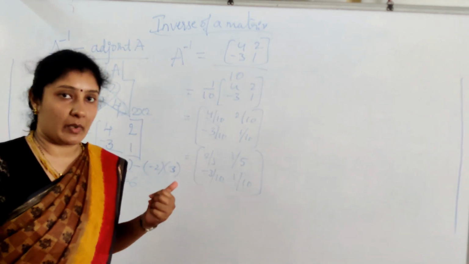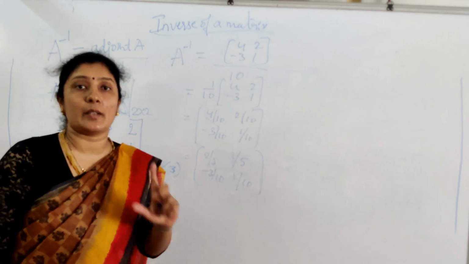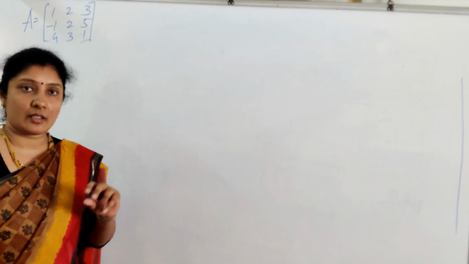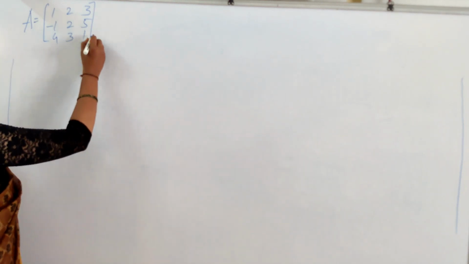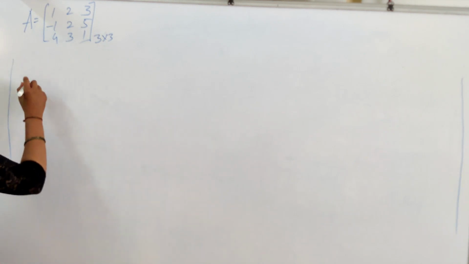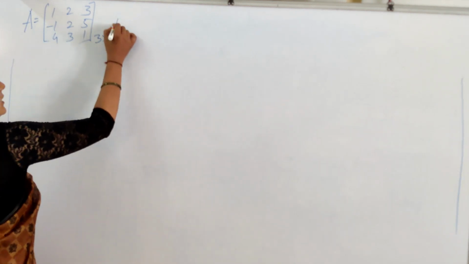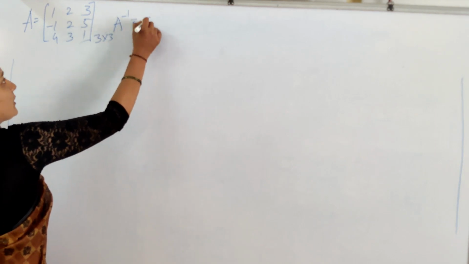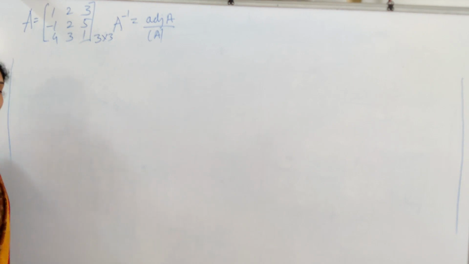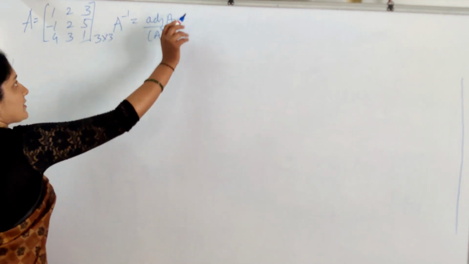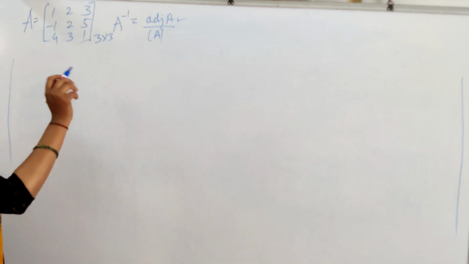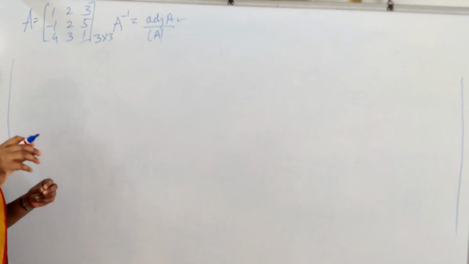Now, what happens when the size is 3 by 3? That we will study now. How to find out the inverse of a matrix when the size is 3 by 3. So, first, the formula is as usual, that is A inverse equal to adjoint of A divided by its determinant. Formula is same. Now, first let us find out the adjoint of A. Before finding the adjoint of A, we need to find out cofactors of A.